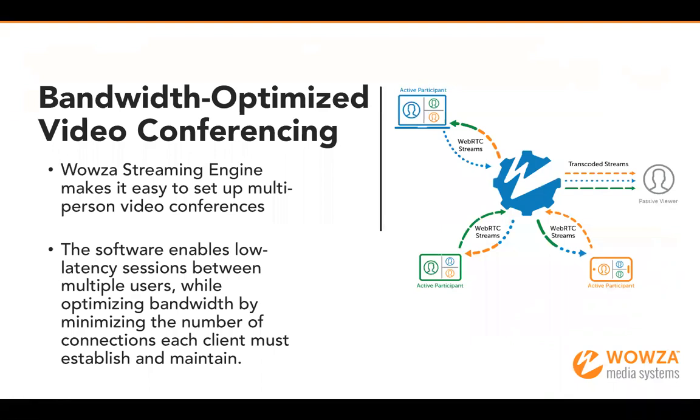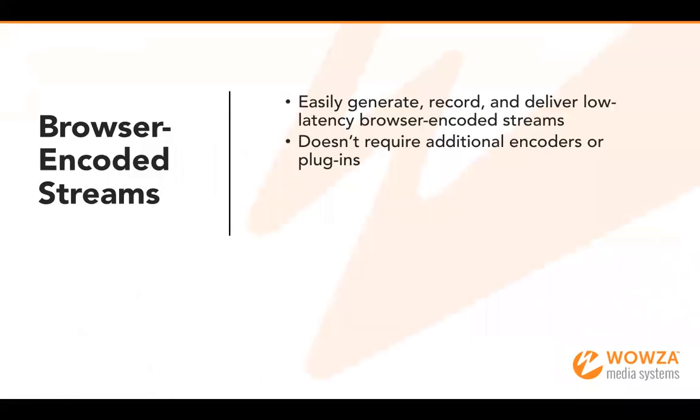If I add Wowza Streaming Engine in the mix, each participant only needs to send a single stream from a web browser directly to Wowza Streaming Engine. Then every viewer can connect and see that single live stream in their web view. This significantly reduces bandwidth consumption. It makes it much simpler to set up multi-person video conferences using WebRTC. And by doing it this way, you can enable low latency sessions between multiple users, while at the same time optimizing bandwidth by minimizing the number of connections each client must establish and maintain.